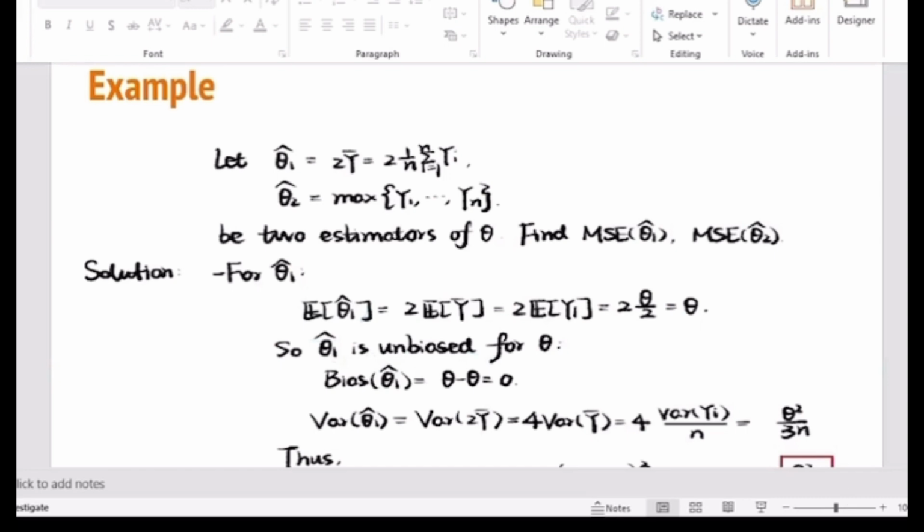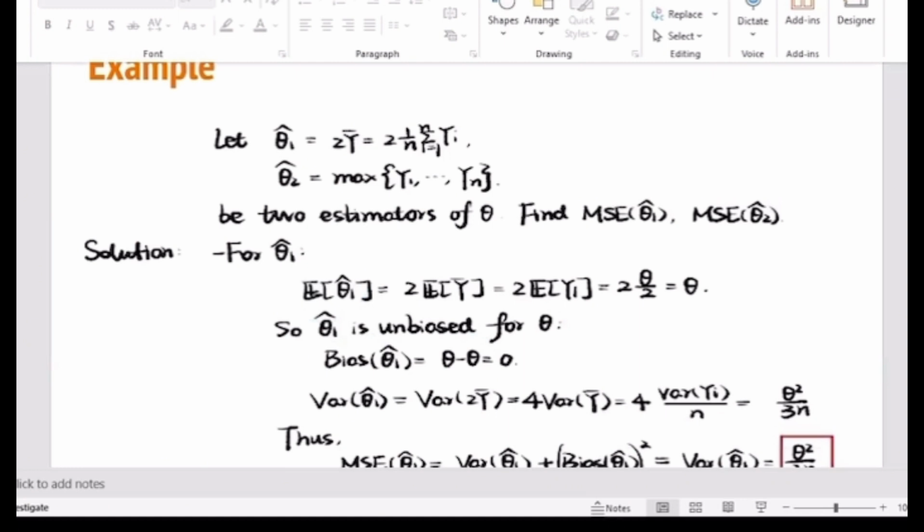Now that I've done that, because it is unbiased, that will tell me I need to get the variance. If it is biased, I need more than variance. I need a mean square error. Right now, I want to get the variance. Variance of what? The variance of theta cap 1.